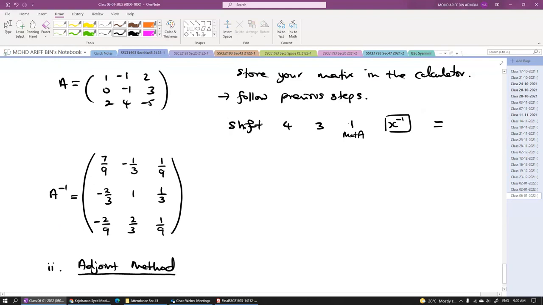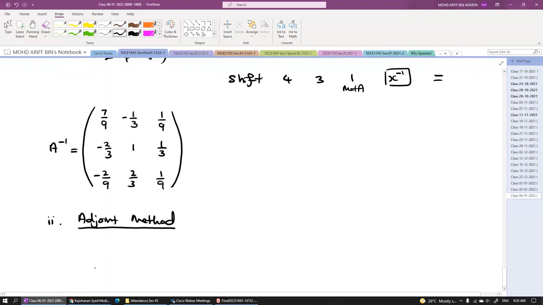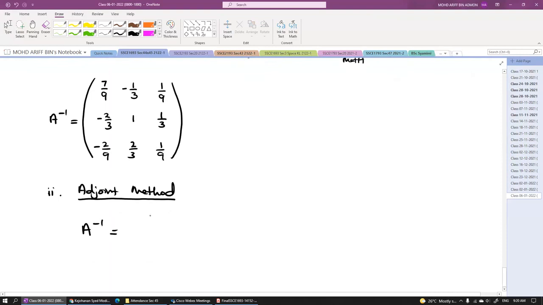For this adjoint method, we need the help of our cofactor. Cofactor is not cofactor expansion. Cofactor expansion is for calculating the determinant. Cofactor we may use or apply for any other purposes. Adjoint method, you learned before, we have the formula to find our inverse matrix. A inverse is 1 divided by the determinant of matrix A, multiplied by the adjoint.